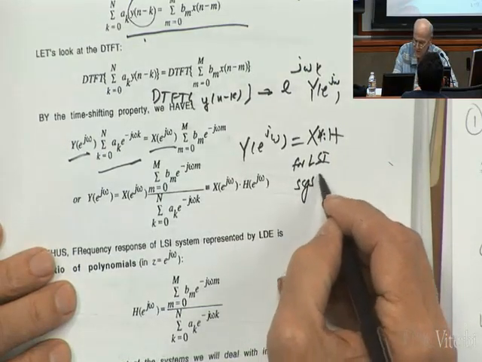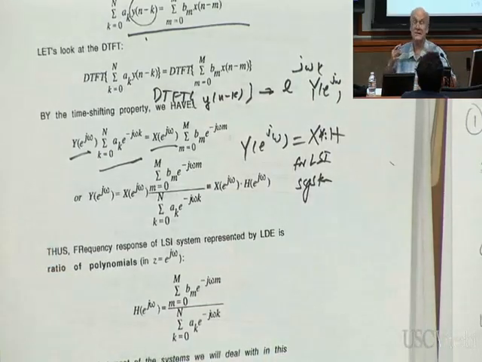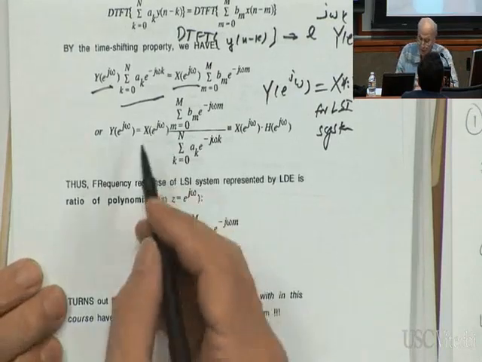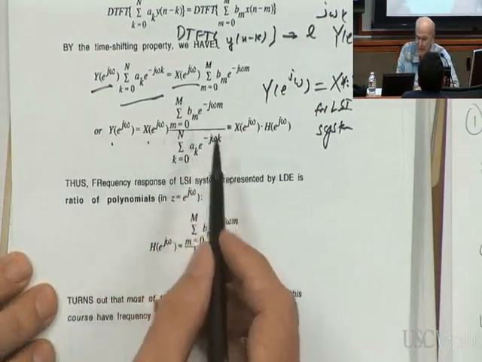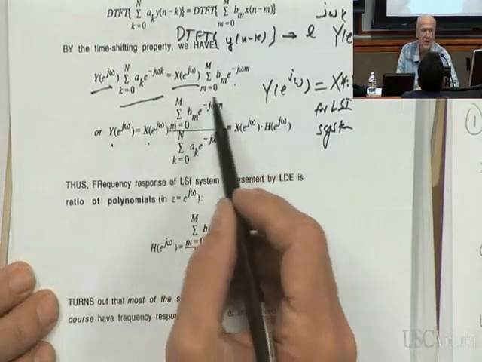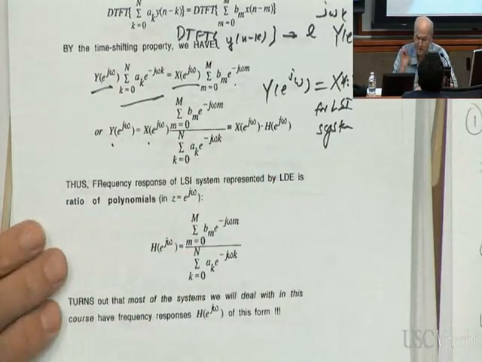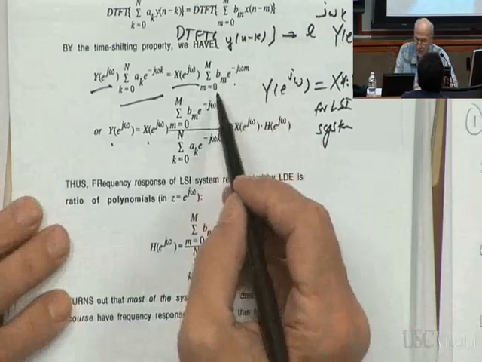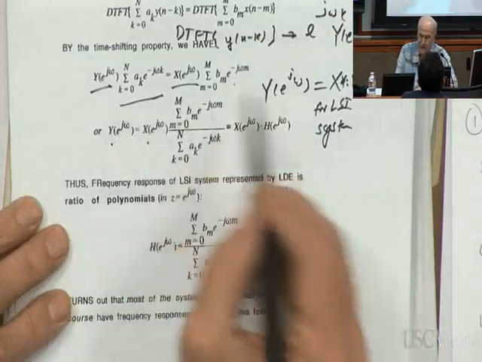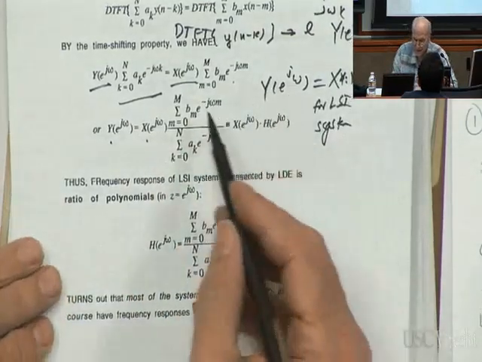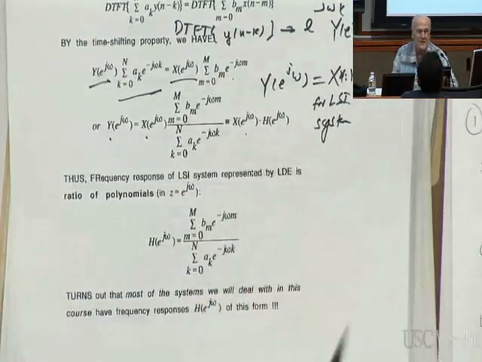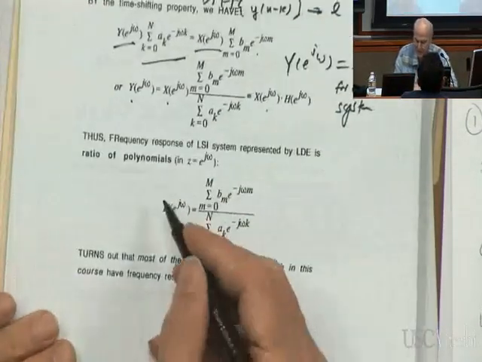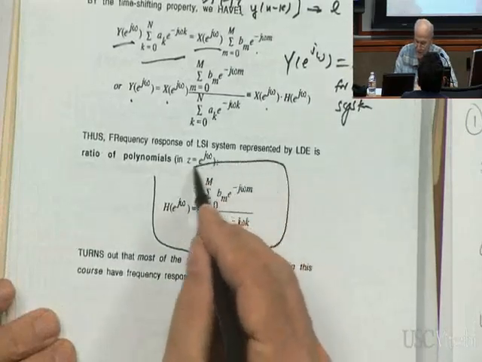So assuming it is an LSI system, which means assuming that the initial condition is chosen appropriately, we have this nice result. Y is equal to X times the ratio. I just divided through. Everything's a polynomial now. There are no more time shifts. So now you can simply divide this side through by that side, and you get this. And recalling that Y is equal to X times H, it implies that H is equal to this ratio.